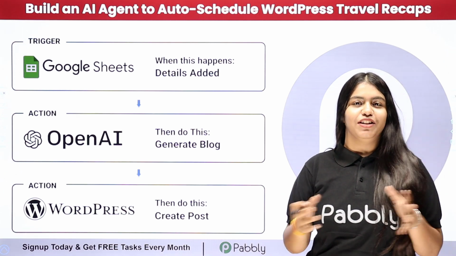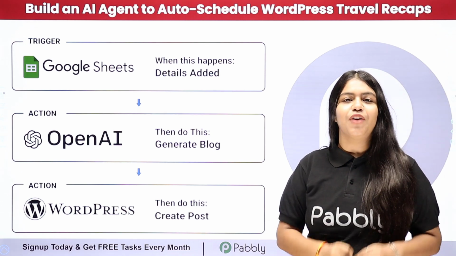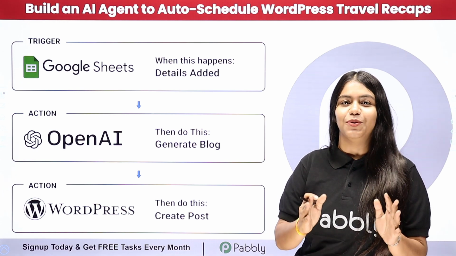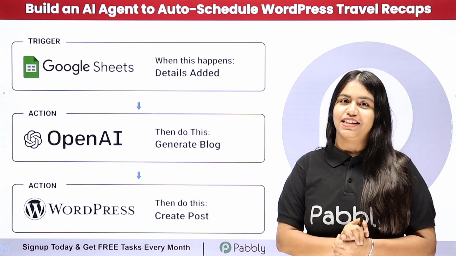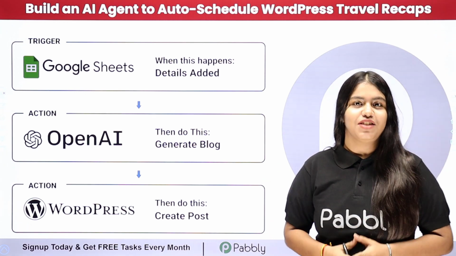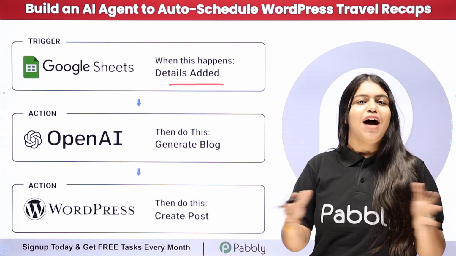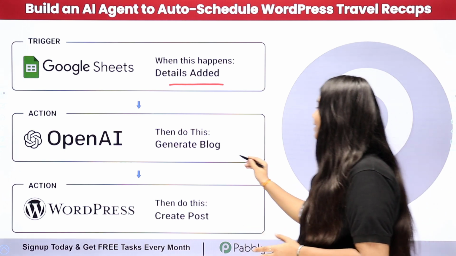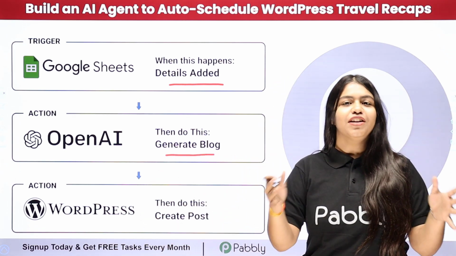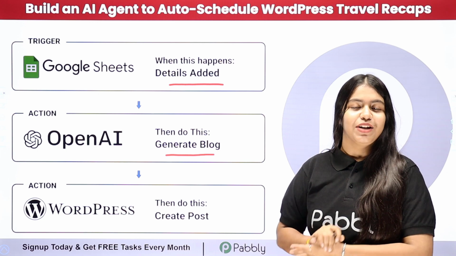So over here I'm a travel content creator and I used to write blog posts manually like you. But now I've simply automated this process, and what I have done is that I add the details of my trip in a Google Sheet and automatically my AI agent generates the blog post for me. Further, I can post that blog on my WordPress account.